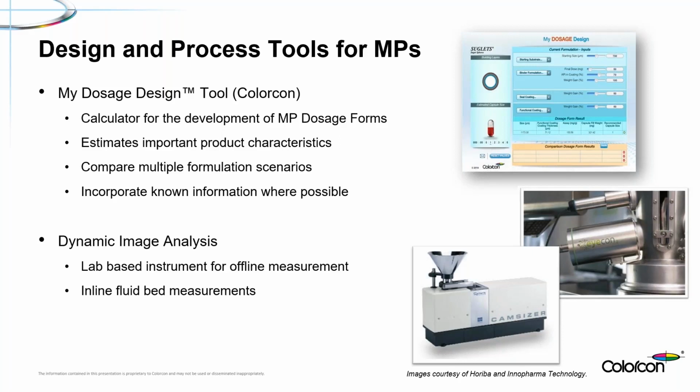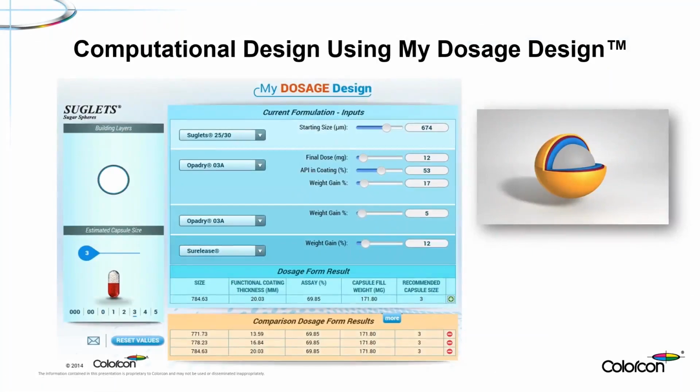Once in the lab, the use of at-line or in-line particle size measurement capabilities to track particle growth is highly recommended and would be considered a best practice. Our experience at Colorcon includes the use of dynamic image analysis for particle size and shape measurements using at-line and in-line capabilities. Let's consider the use of the MyDosage Design tool to help construct a multiparticulate dosage form.